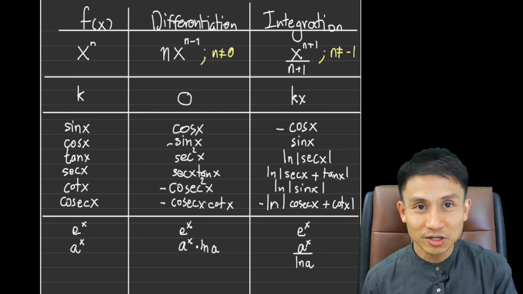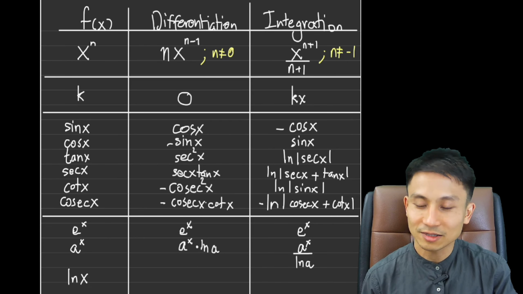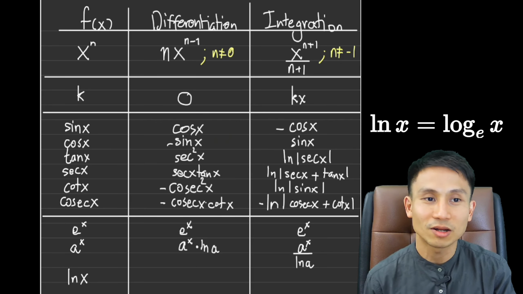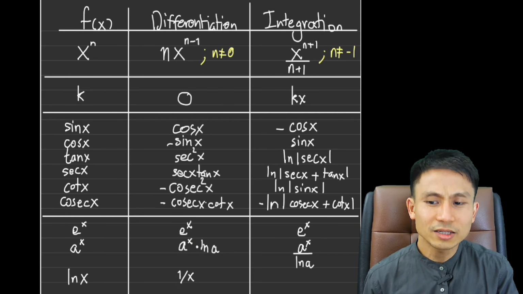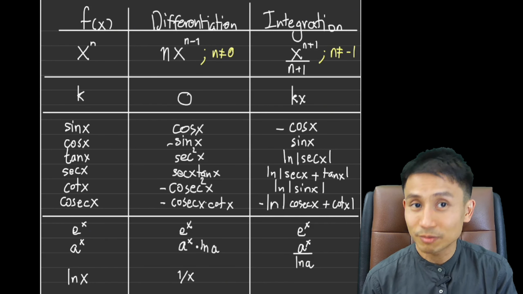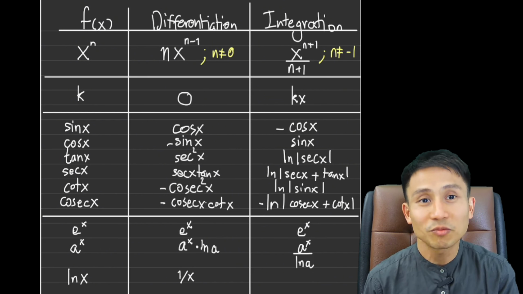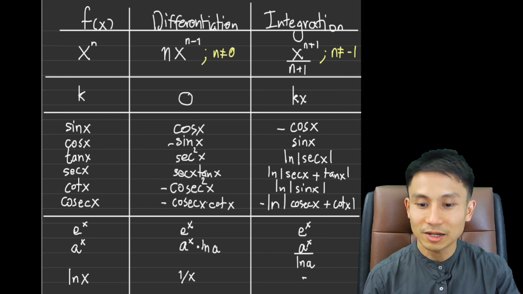Next to exponential would be logarithmic function. So let's take ln x. Again, ln is just a short name of natural log. Differentiating ln x gives you 1 over x. Integrating ln x would require that you know a bit about integration by parts. So I'm not going to put it here just yet because it's perhaps not quite the formula you need to memorize, but it is something you need to learn later. So I think here we have completed our table.